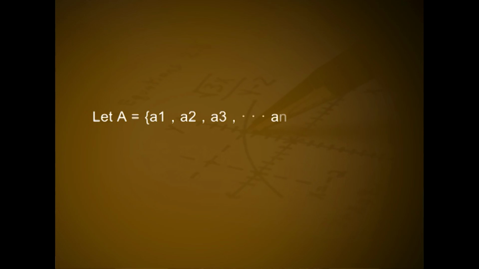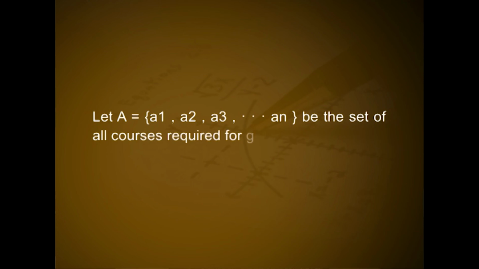Next example, let A equal the set {A1, A2, A3, ..., An} be the set of all courses required for graduation. Let R be a reflexive binary relation defined on A such that for Ai not equal to Aj, the ordered pair (Ai, Aj) belongs to R if and only if course Ai is a prerequisite of course Aj. Then R is antisymmetric and transitive. So, R is a partial order relation.